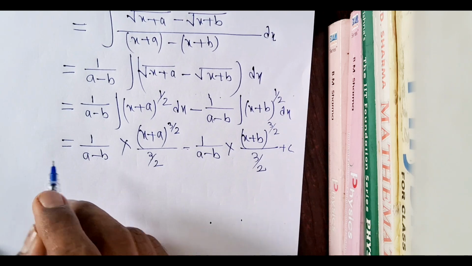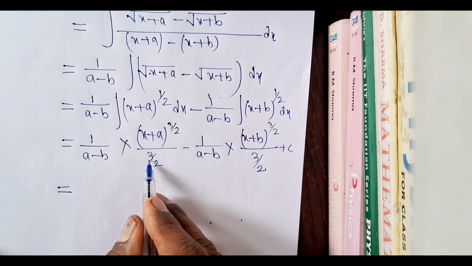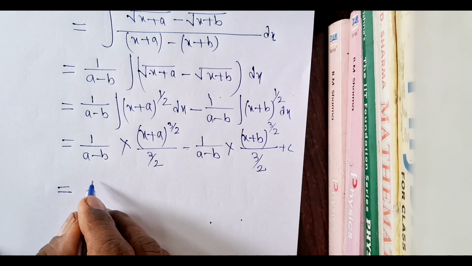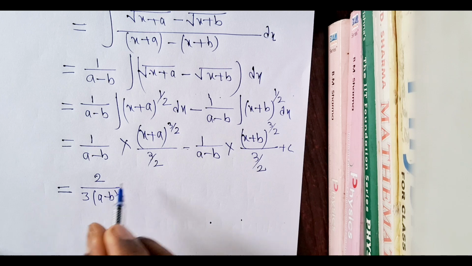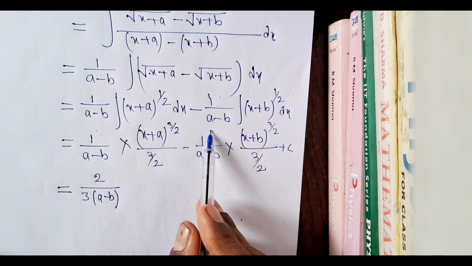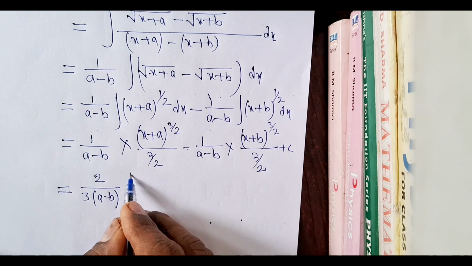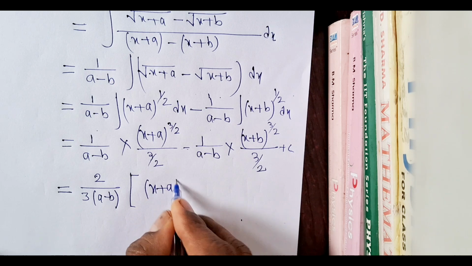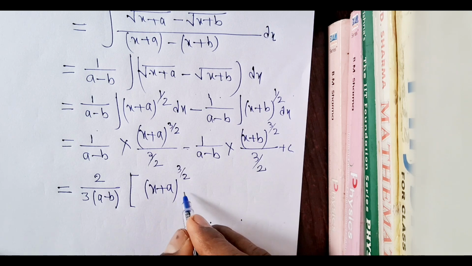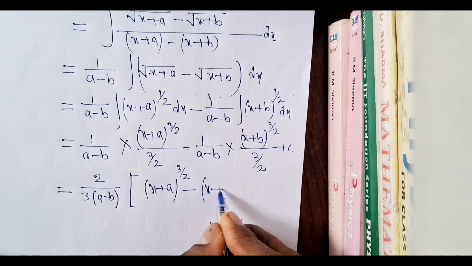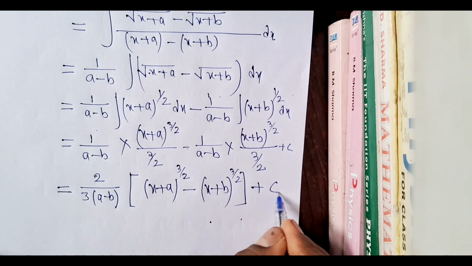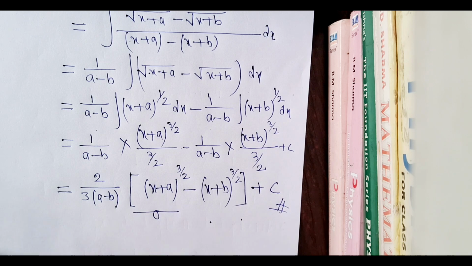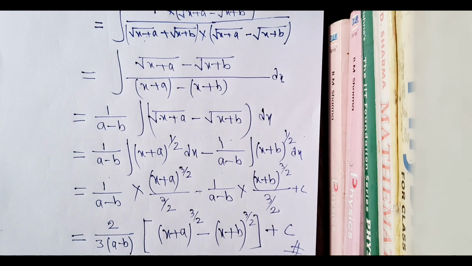So the final step: you can take 2 by 3 times a minus b common. What is left is x plus a whole power 3 by 2 minus x plus b whole power 3 by 2 within brackets, and the constant of integration c. So it's over. This was your question number 2. Now we are going to take your question number 3.